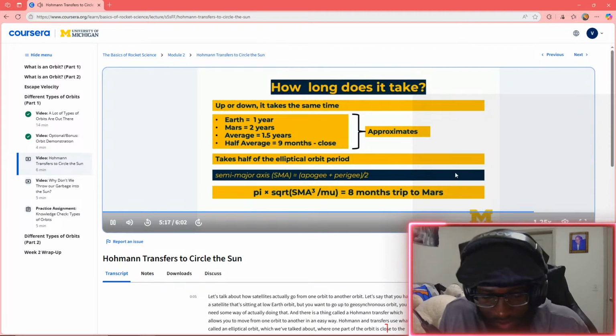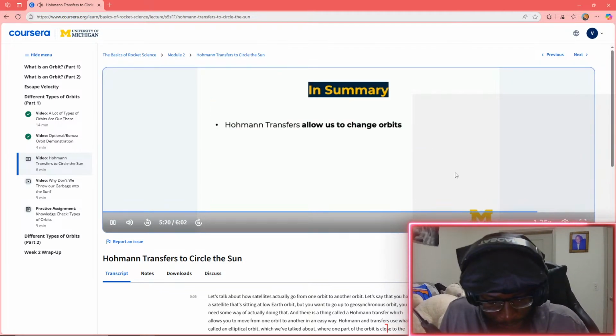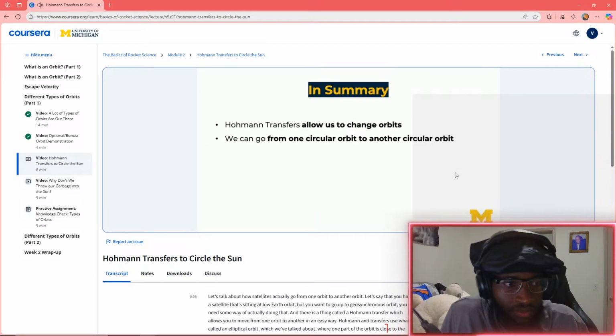About an 8-month trip to get to Mars. So in summary, Hohmann transfers allow us to change orbits from one circular orbit to another circular orbit.